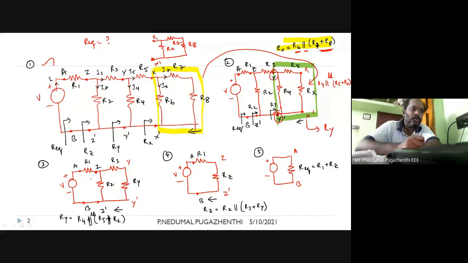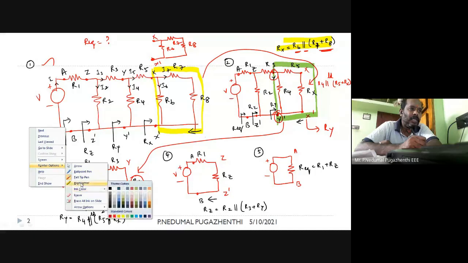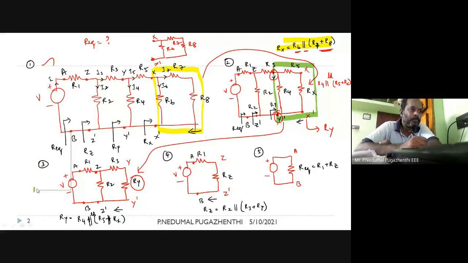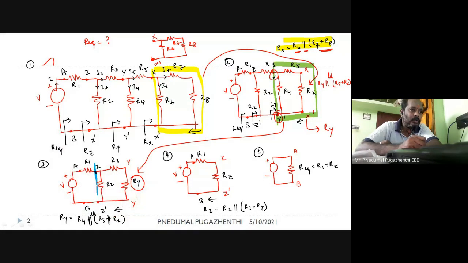Now see your third figure. It has been marked as Ry. The highlighted green part is converted into something called Ry. Now what is remaining? I have another node based on Z dash. So I will try to solve that part. This is my third part I am interested in.